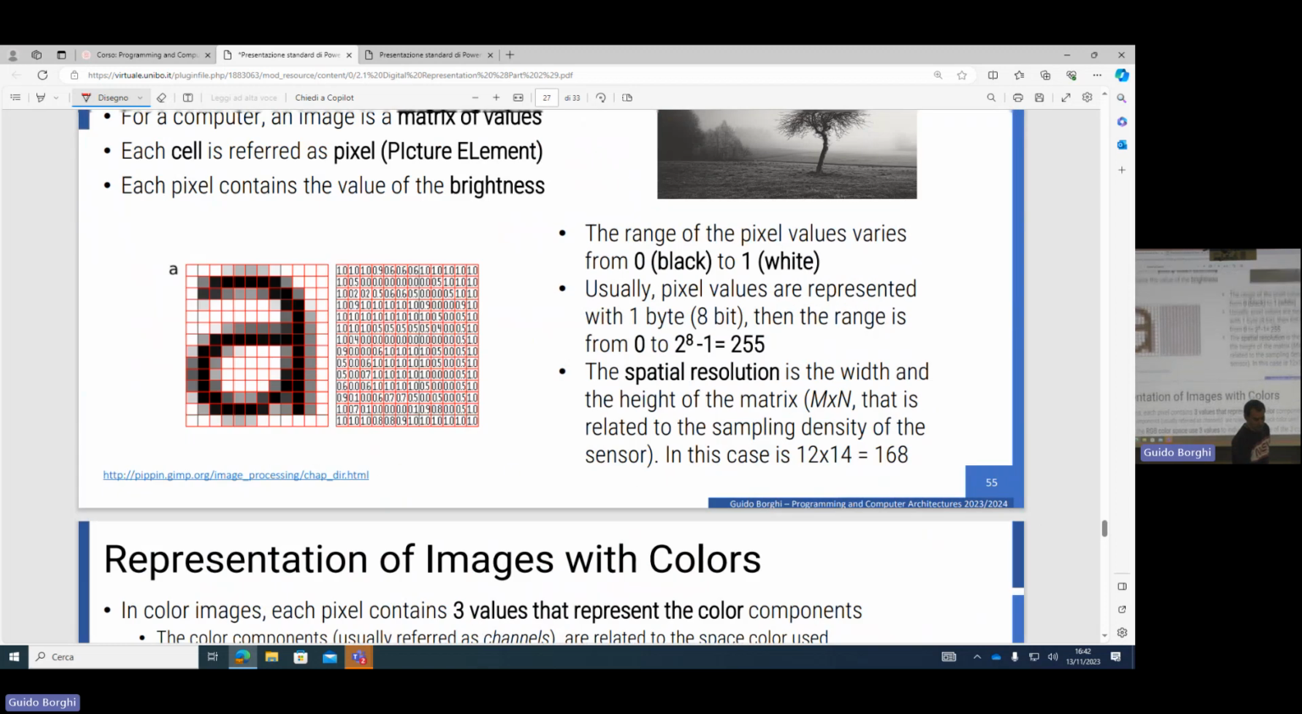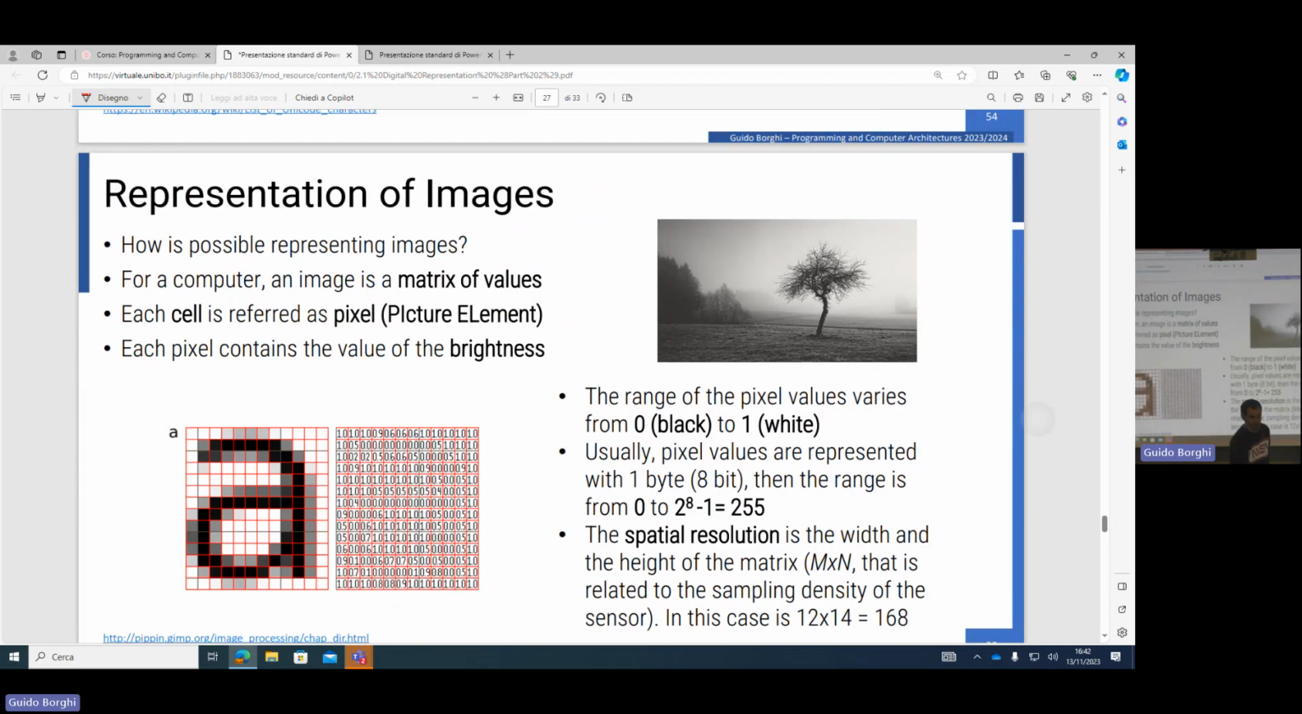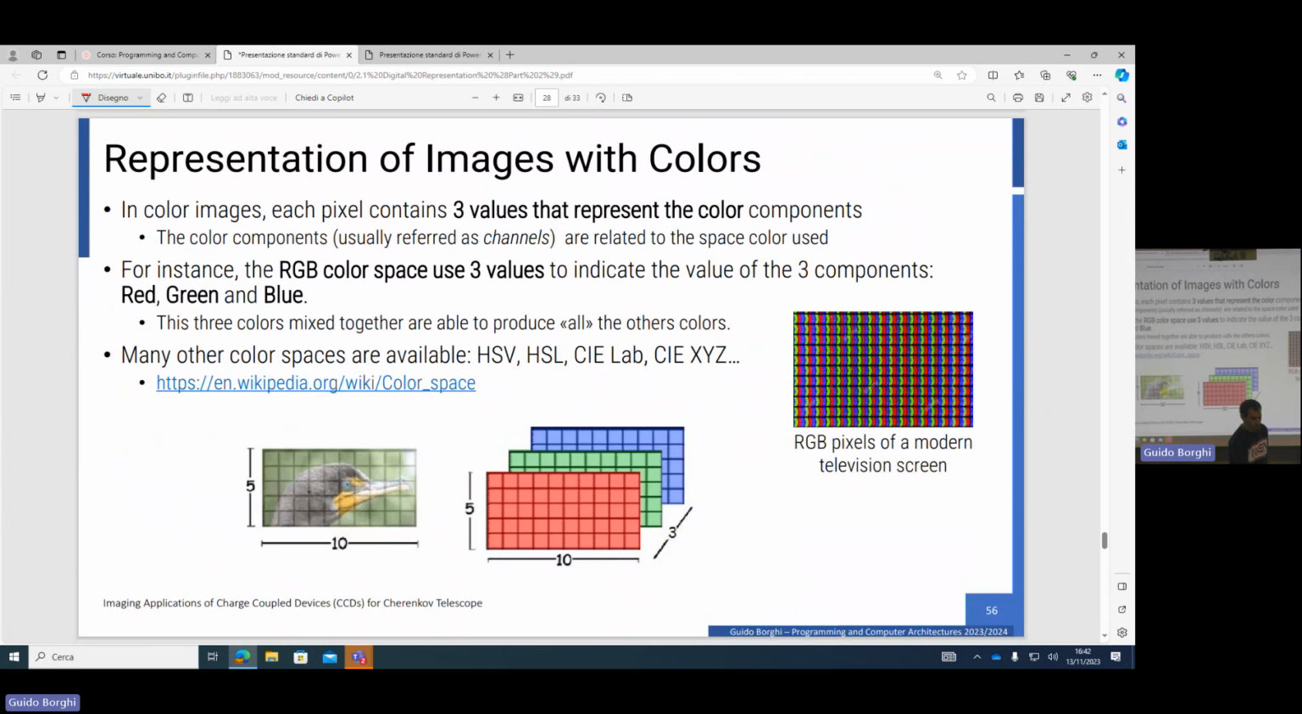Here we discussed the representation of gray level images. But how is it possible to represent images with colors? The base idea is the same, to use a matrix of different elements. But in this case, we have not only one matrix, but we have 3 different matrices of colors. And each matrix represents a color component. Usually, we refer to these matrices as channels.